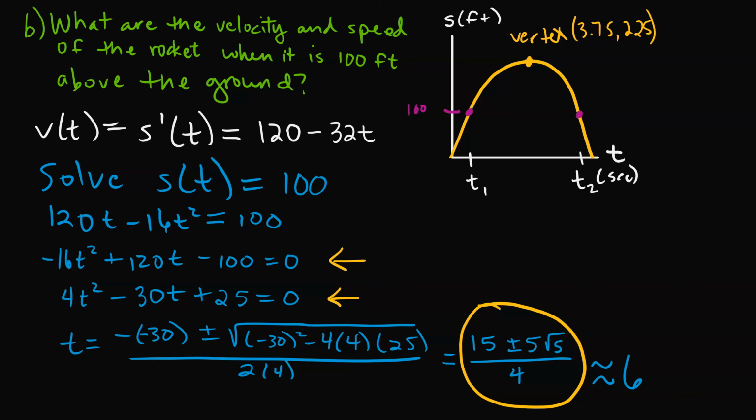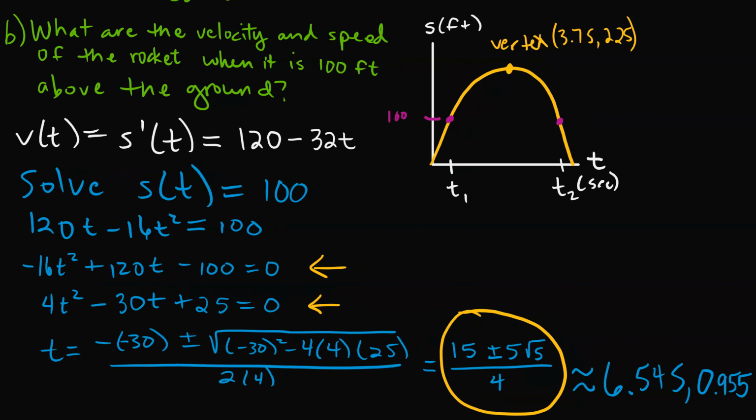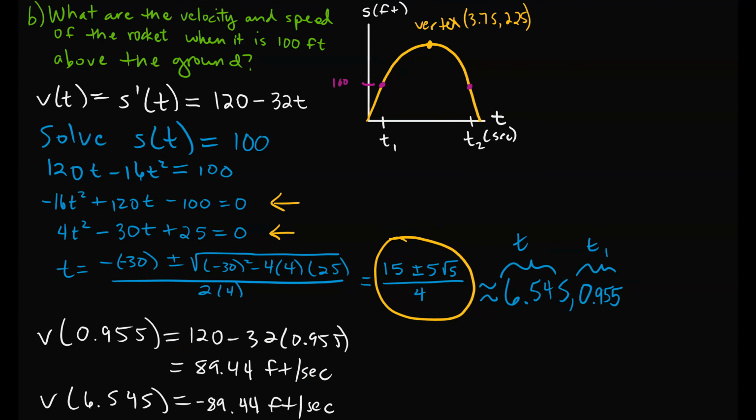So for the positive radical, we get 6.545. And for the negative portion, we get 0.955. So on our graph above, the smaller one is T1. The larger value is on the way down. That's T2. We plug those two values for t into the velocity function, and we see that on the way up, the rocket has a velocity of 89.44 feet per second. And on the way down, the velocity is negative 89.44 feet per second. And looking at the graph, those signs, that one is positive and the other is negative, is reasonable.